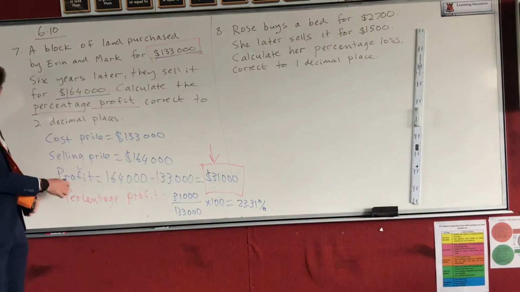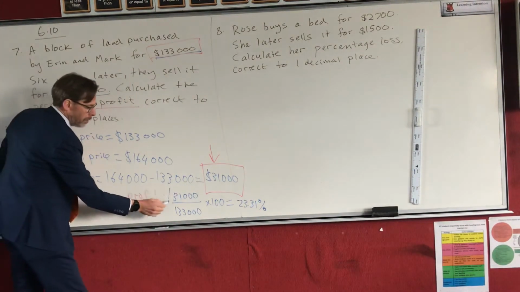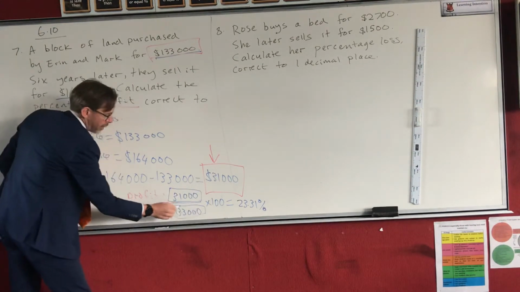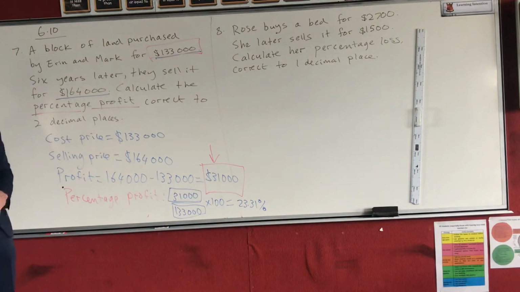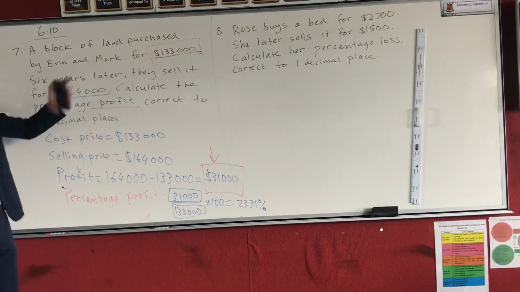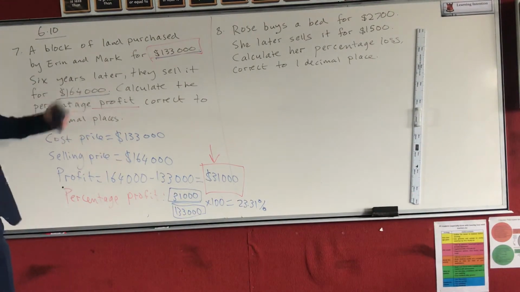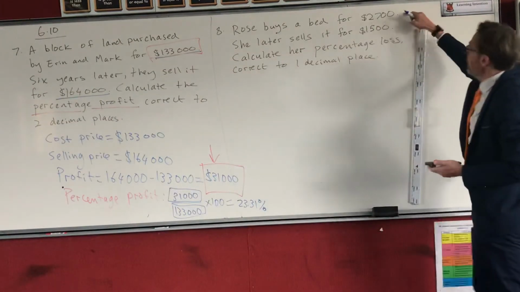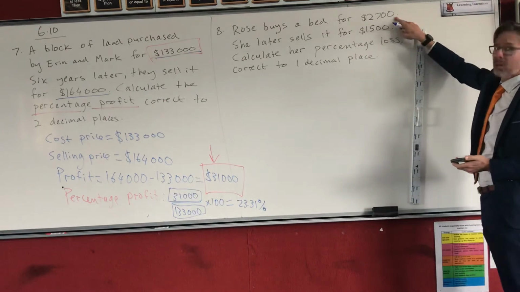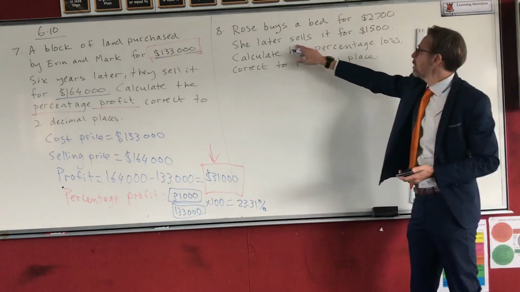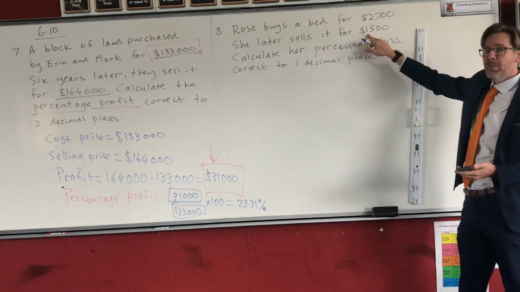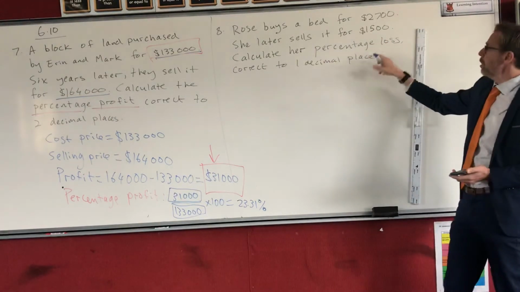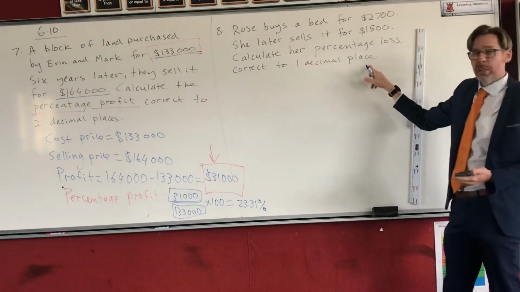So to calculate the percentage profit, it's the profit divided by the cost price multiplied by 100. Okay? Copy that down, and then question 8 will be very similar. Let's have a look. Rose buys a bed for $2,700. She later sells it for $1,500 and calculate her percentage loss correct to 1 decimal place.